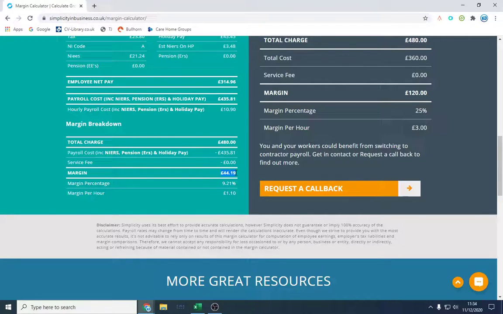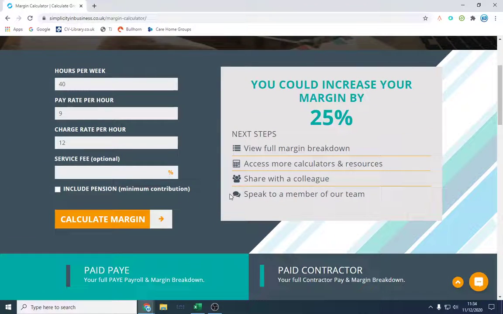But you want to be making some sort of profit like that. You don't want to be doing it for £10 a week. It's not worth it. It's not worth the hassle. So you want to have at least 20-25% margin or more per hour. And that works. That's the same per week, per day. And this is only for the temp contractor market.